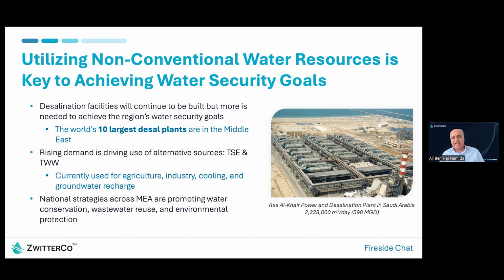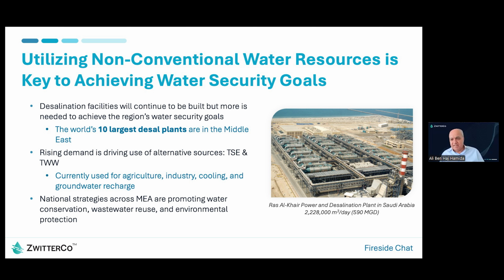However, desalination plants alone are not enough to meet the region's growing water demand. Consequently, there is an increasing emphasis on identifying and utilizing non-conventional water sources to supplement supply. As an example, treated sewage effluent, known commonly as TSE, and treated wastewaters, TWW, are two non-conventional sources already being utilized in the region.